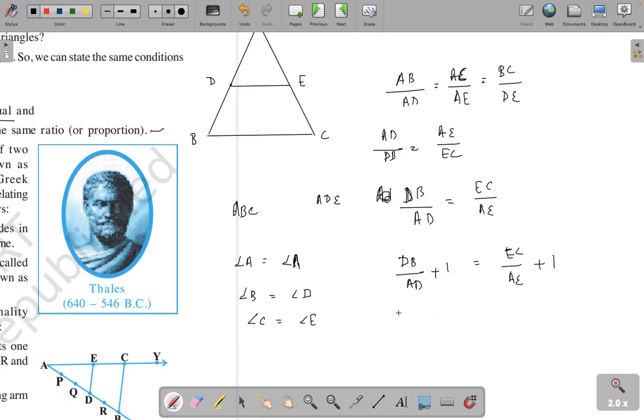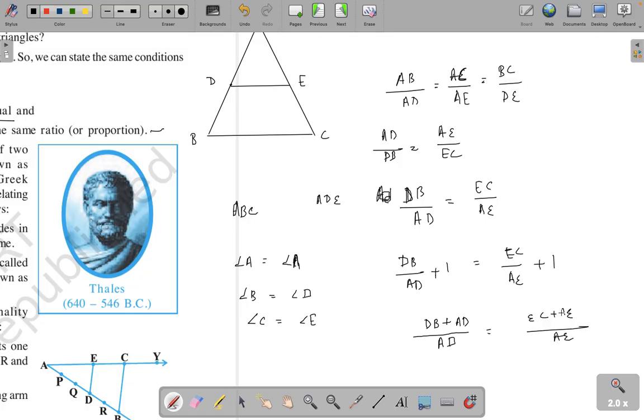Sir, if we just had to add one on both the sides, then why did we take the reciprocal? I'll explain that to you. Let me first add and then I'll explain why I did that. So you'll have AD in the denominator, then you'll get DB plus AD equals EC plus AE upon AE, right?